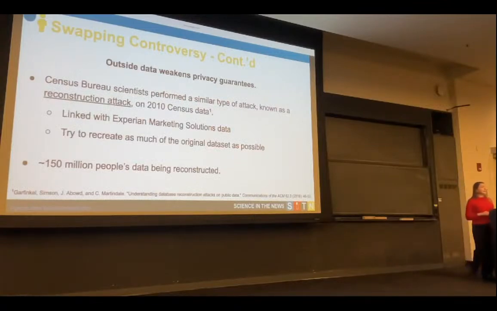So the Census Bureau recognized this threat and attempted to perform a similar attack to the one we just walked through, like before, but instead of Facebook, they used data from Experian. And in this attack, they tried to see how much of the original data set that they could recreate. And it ended up that 46% of entries, when reconstructed, were exact matches. So this represents about 150 million people having their data reconstructed.